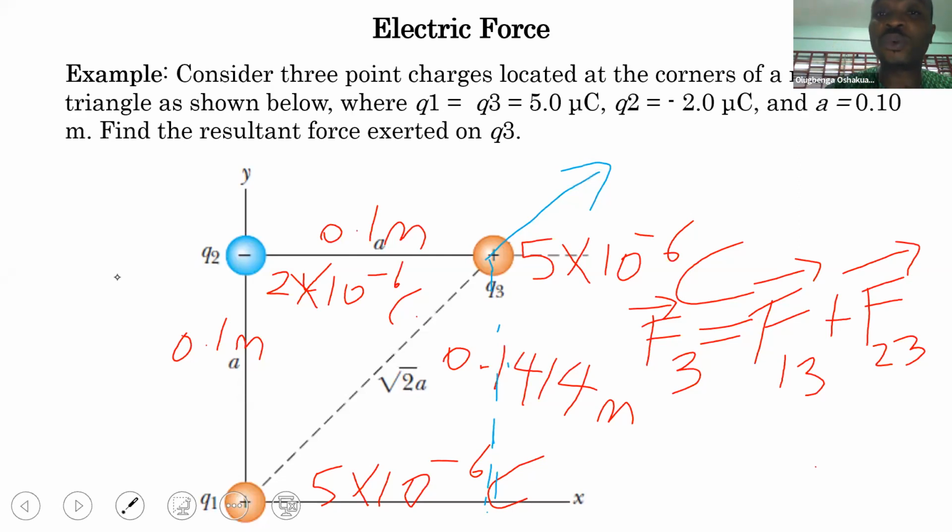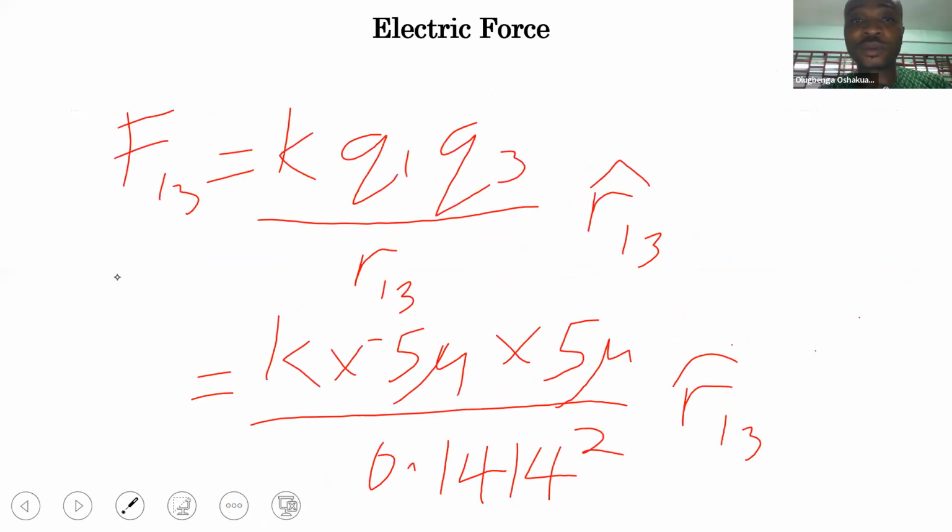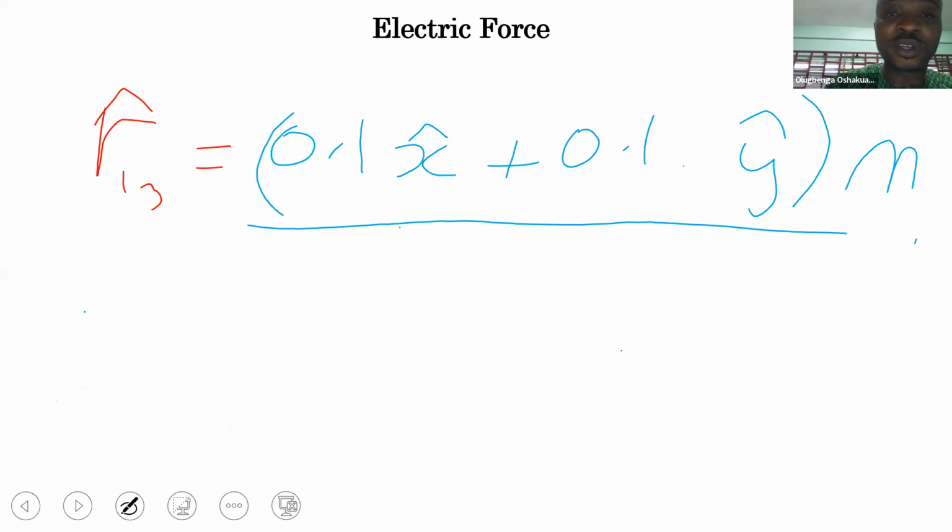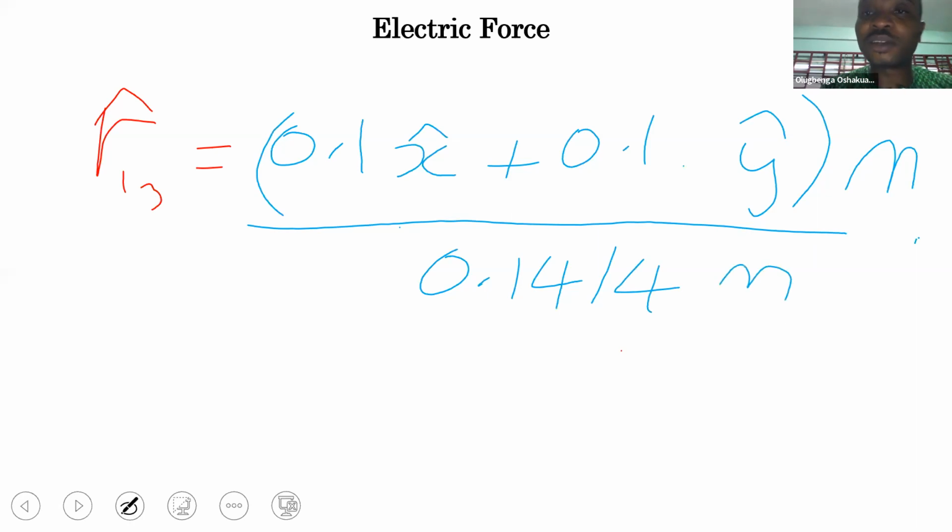A way to describe that effectively is to talk about the R12 caret. So the direction can be defined as 0.1 meter to the right plus 0.1 meter upward divided by the magnitude. And the magnitude here is 2a, defined in the last class as 0.1414 meter. So we can say divided by 0.1414 meter. So meter will cancel meter.